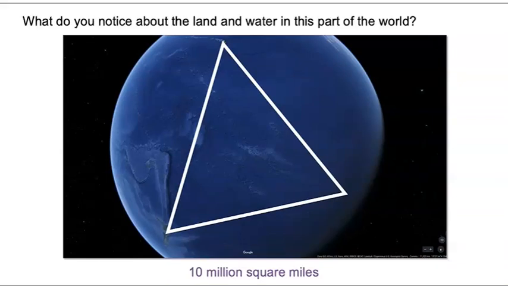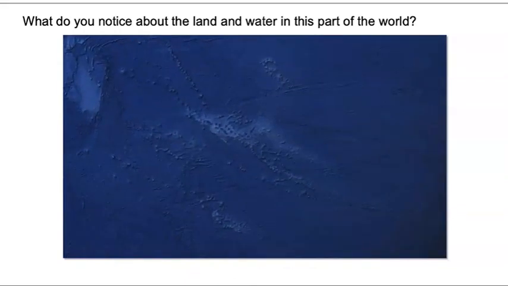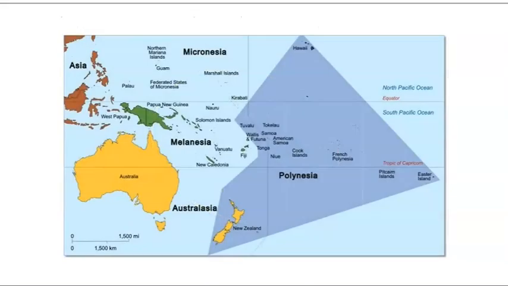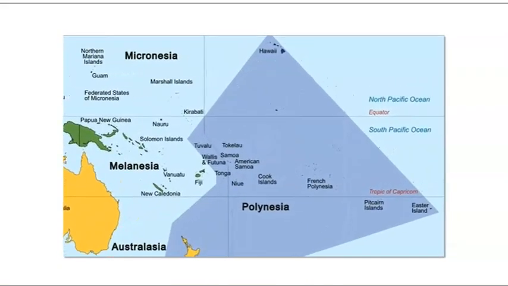What do you notice about the land and water in this part of the world? I see mostly ocean and not much land. Do you notice that too? What else do you notice? Let's zoom in. I wonder whether those bumps are small islands. I can't tell. Let's look at the other map again. What do you notice when I zoom in? I notice many small islands placed far apart and surrounded by water.